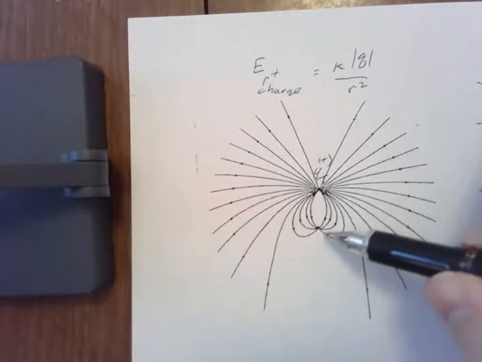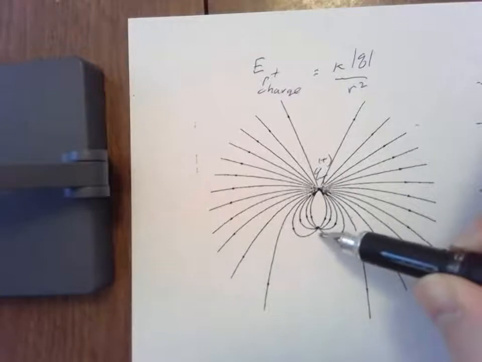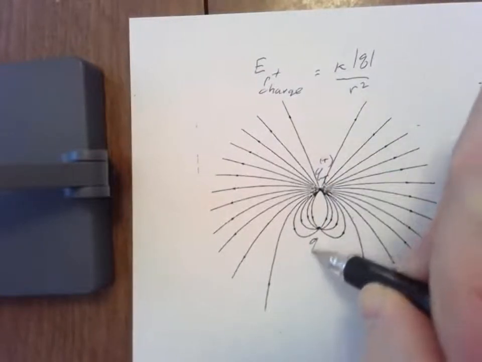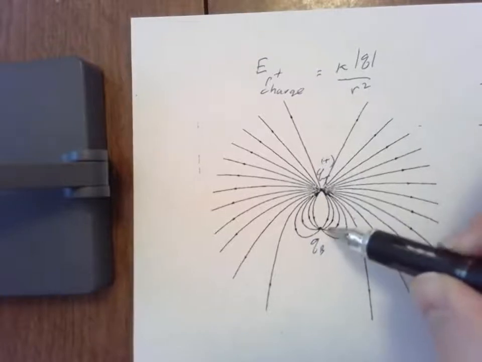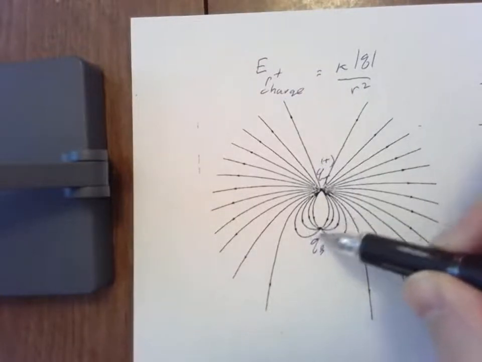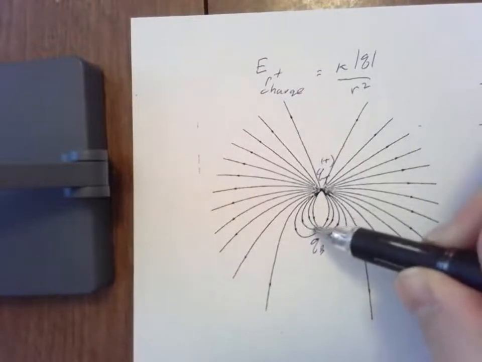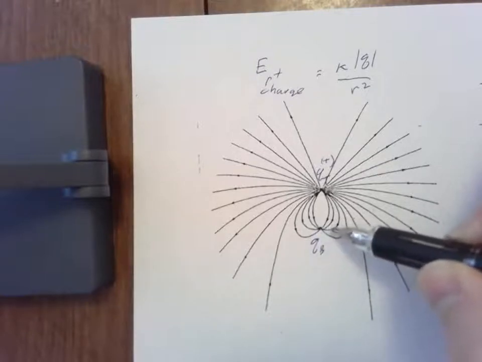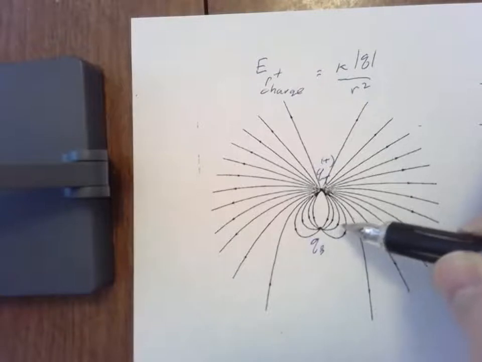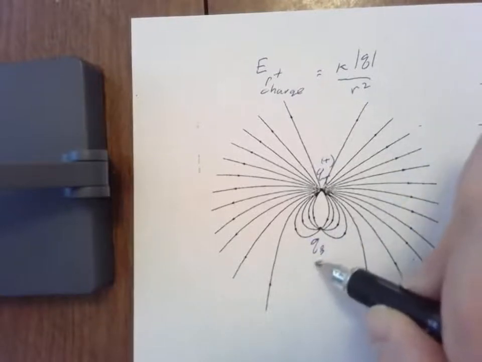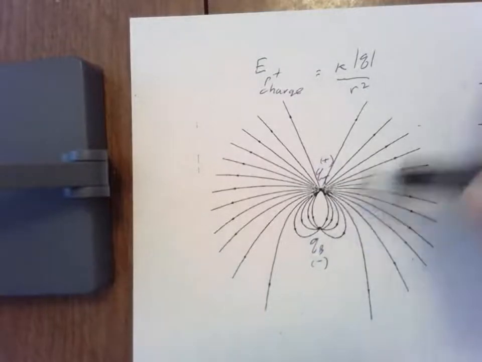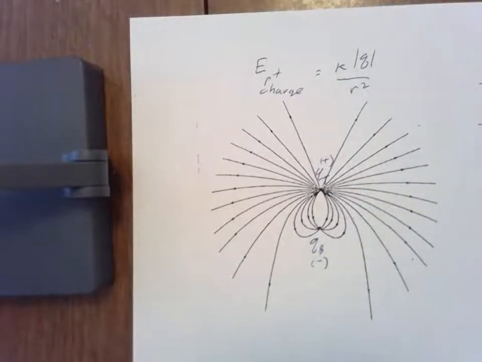Similarly, if you put a positive test charge near Q bottom, these arrows would show that any positive charge placed near here would experience a force towards Q bottom, would be attracted towards Q bottom. And because opposite charges attract, we know that Q bottom must be negative. So that's how we can tell the signs of these 2 charges.